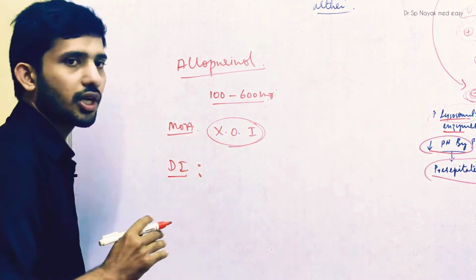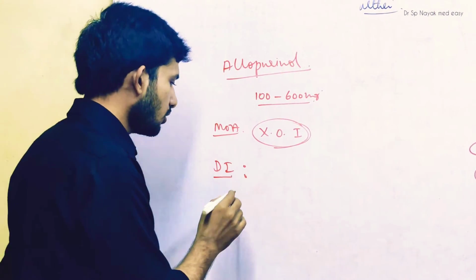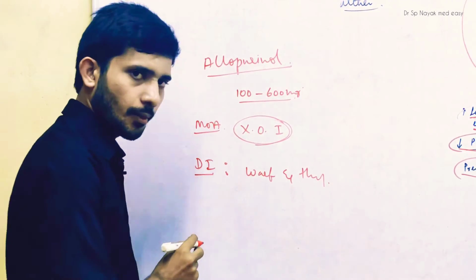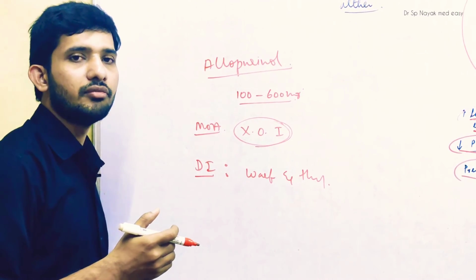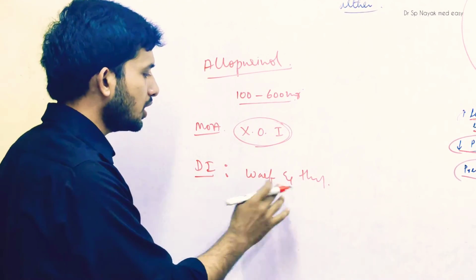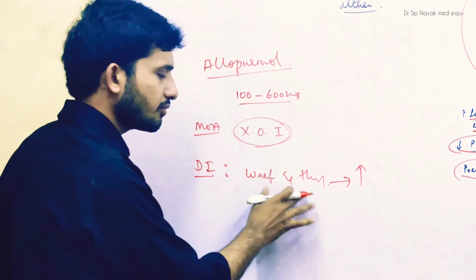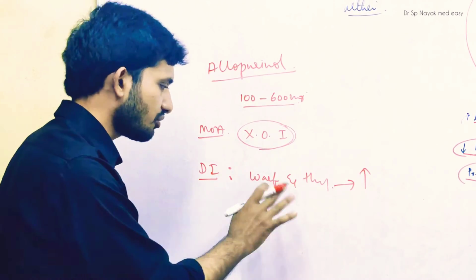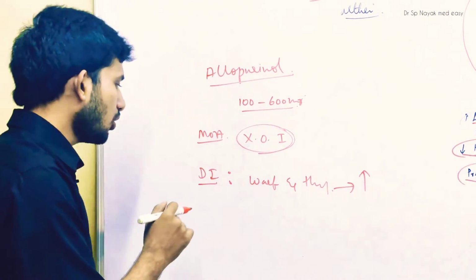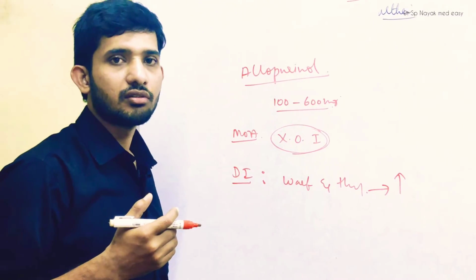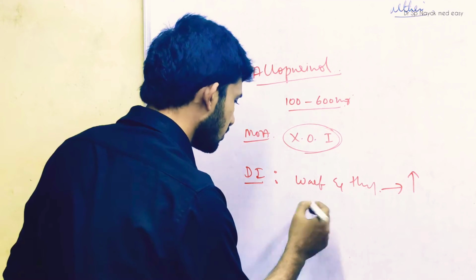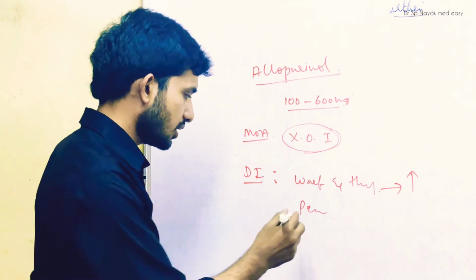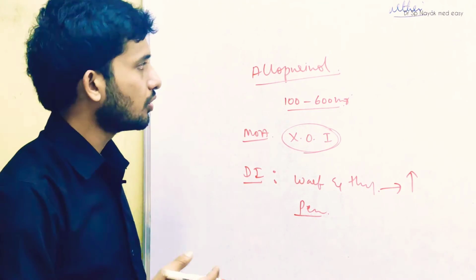Allopurinol has many drug interactions, so we have to concentrate on them. Allopurinol interacts with warfarin and theophylline. It reduces the metabolism of warfarin and theophylline, and allopurinol increases their serum levels, and by that it increases their toxicity. So this is a very important interaction. And allopurinol can cause severe hypersensitivity, and when allopurinol is given with penicillins, it can cause severe anaphylaxis. That is another very important drug interaction of allopurinol.